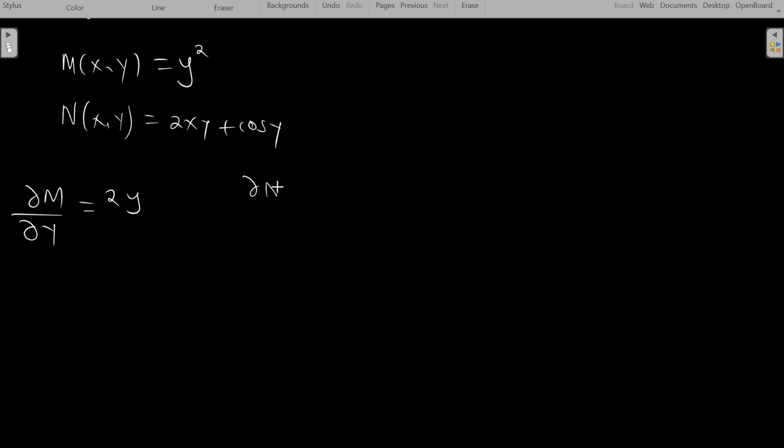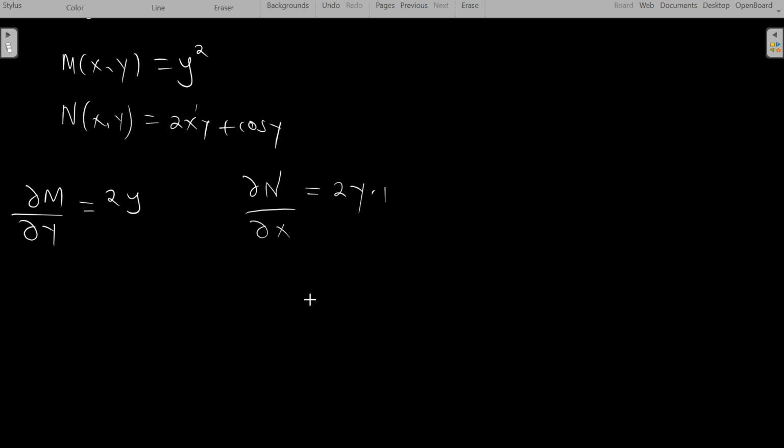Now, if I take the partial of N with respect to x, where there is an x we differentiate, and where there is a y, we treat that as a constant. Now we are getting 2y, treating this 2y as a constant and differentiating x, I get 1 multiplied by it. Then this is y, and because I'm differentiating with respect to x, this is a constant, so it goes to 0.